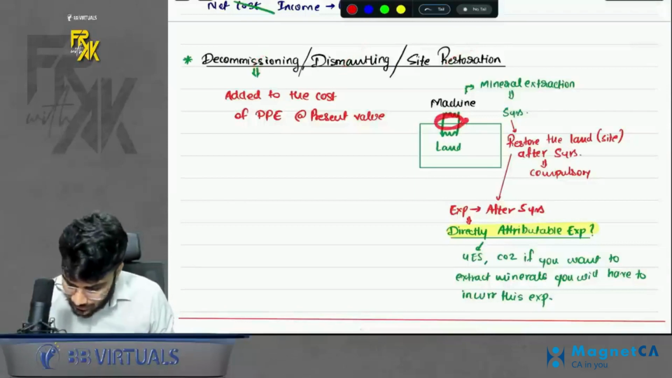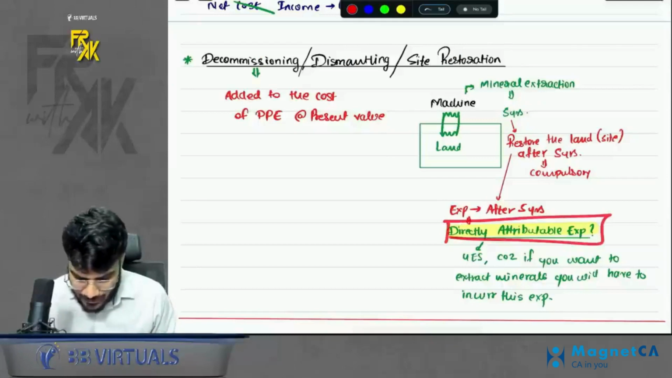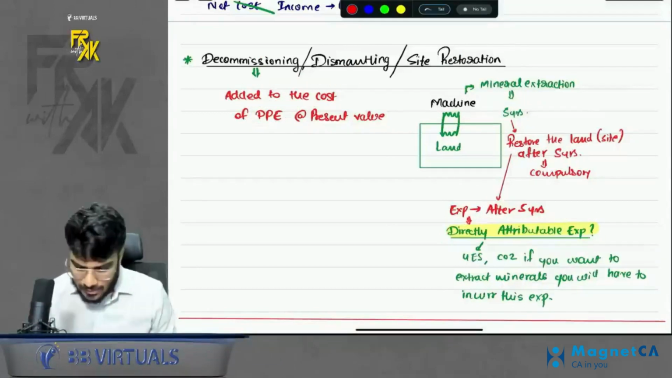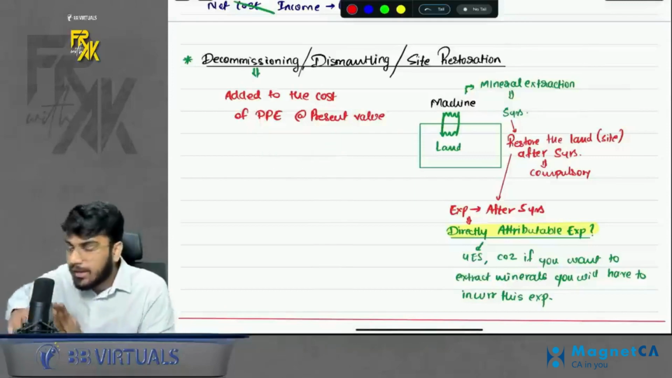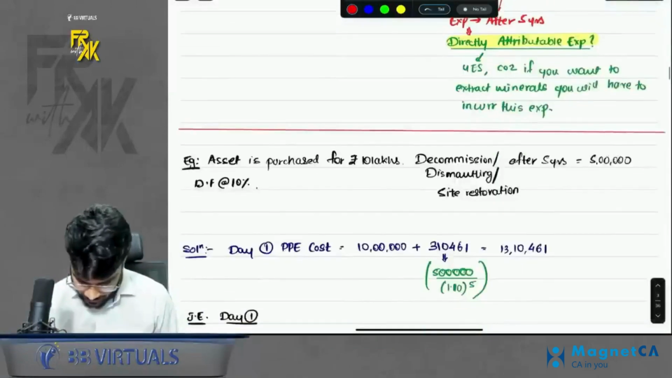Now because this is a directly attributable expense we discussed in the class, it will form part of cost of PPE. But now at what value will we consider this? Because we have to incur it at a future date, we will consider this at present value. Simple, right? Okay, sir. Got it.